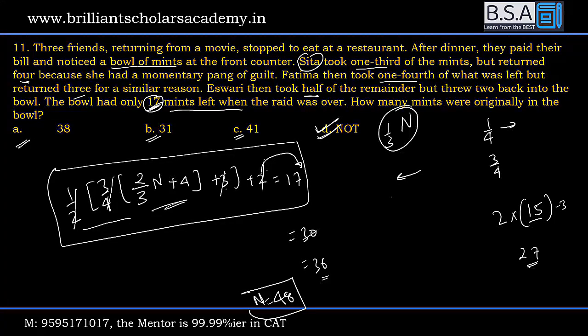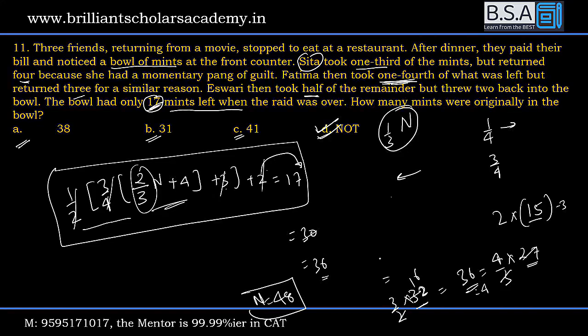And what are these 27? These 27 are 3/4 of the remaining. So before this should have been 4 by 3 of 27. That is 36. Why are there 36 mints? Because Sita returned 4. If she decides not to return, that means there should have been 32. And what is this 32? This 32 is 2/3 of something. So initial should have been 3 by 2 of 32.